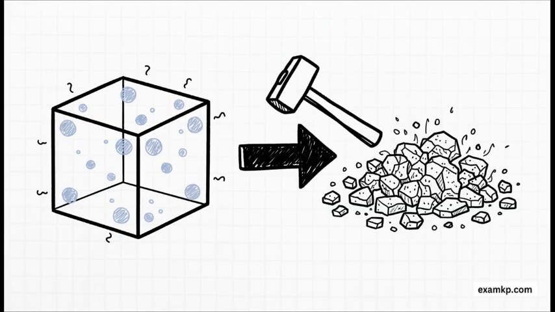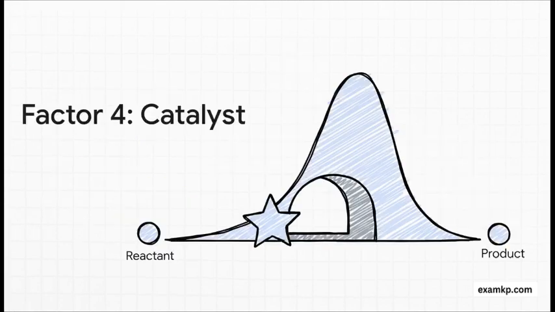And this brings us right back to our puzzle from the start. With a solid lump of chalk, the acid can only attack the particles on the outside surface. But when you crush it into a powder, you suddenly increase the surface area a massive amount, exposing tons more particles. More particles available to react means way more collisions happening at once. And that's exactly why the reaction goes so much faster.